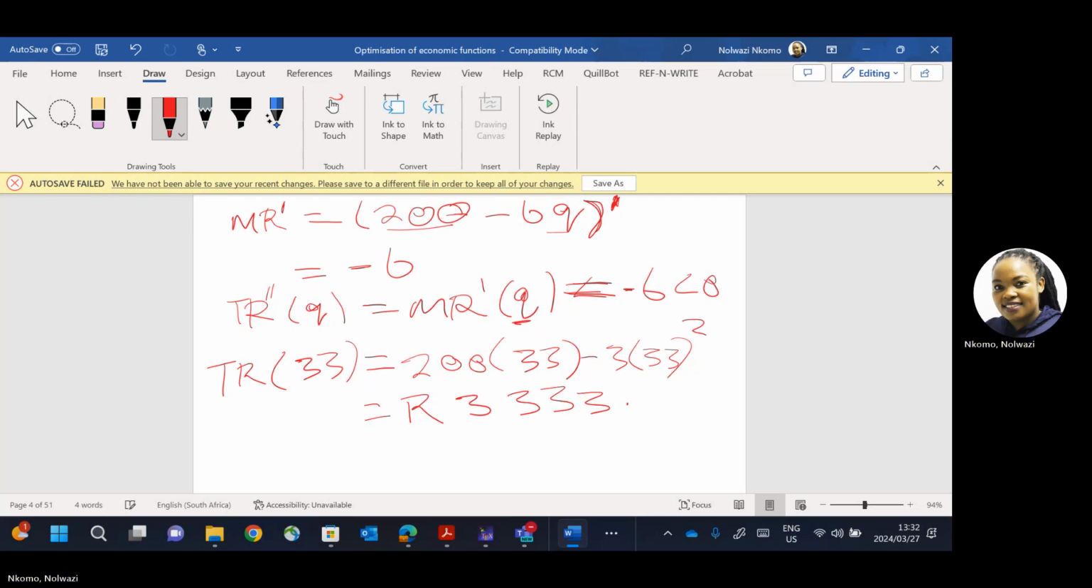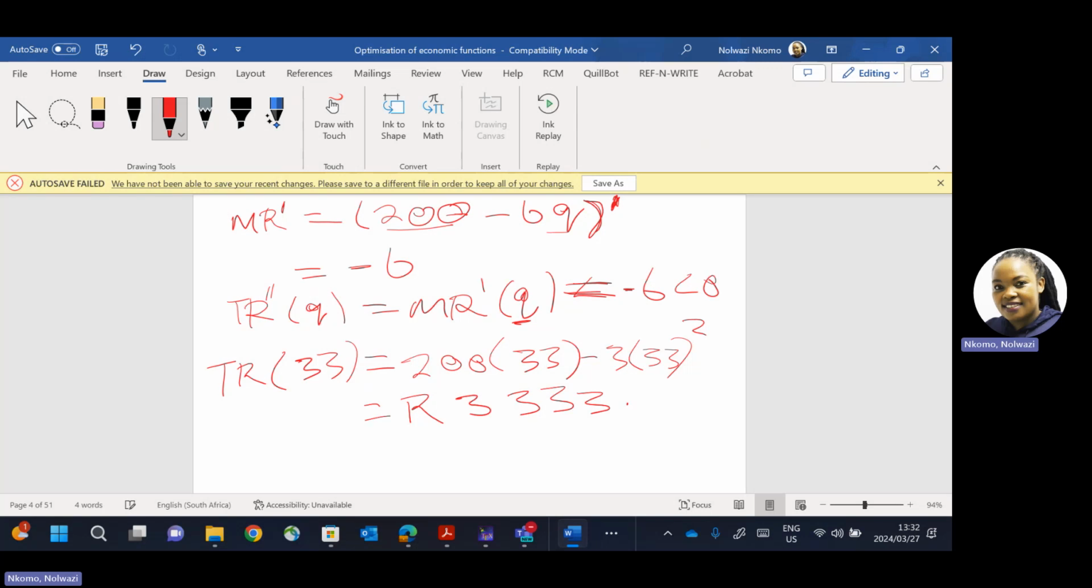And then we first differentiated the total revenue to find the marginal revenue, right? But to get the turning point, the stationary point of the total revenue, we let the marginal revenue be 0, and then we solved for the quantity and we obtained 33, right? And then the next step was to find the nature of that 33.